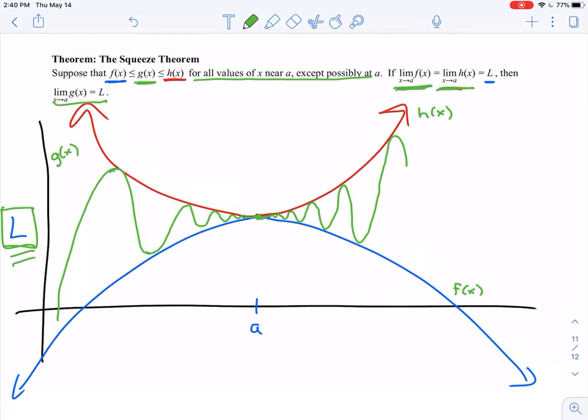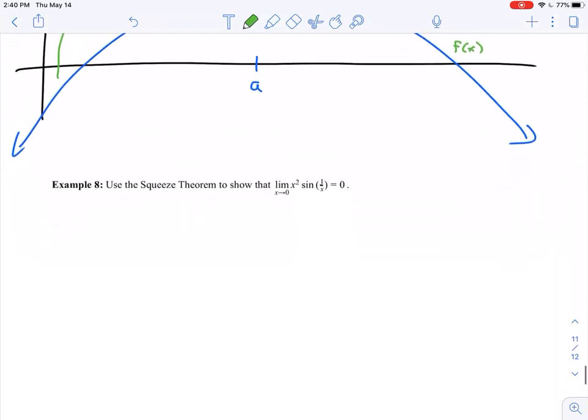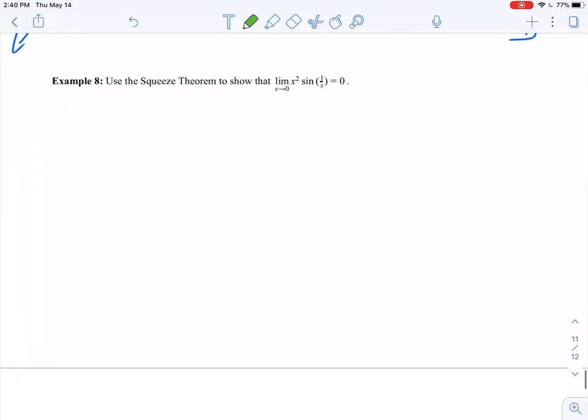So I'm just going to show one quick example here using the squeeze theorem. Here I want to use the squeeze theorem to show that the limit as x approaches 0 of x squared times sine of 1 over x is also equal to 0. So here I'm just telling you what the limit is. You have to now show me that this is in fact the limit. Prove to me that this is in fact the limit.